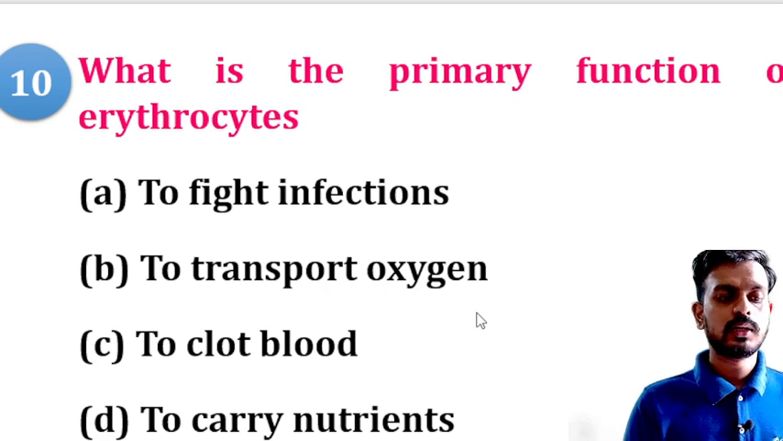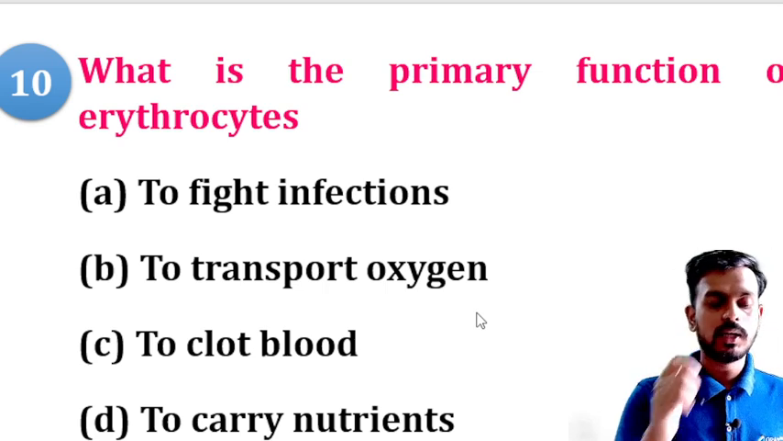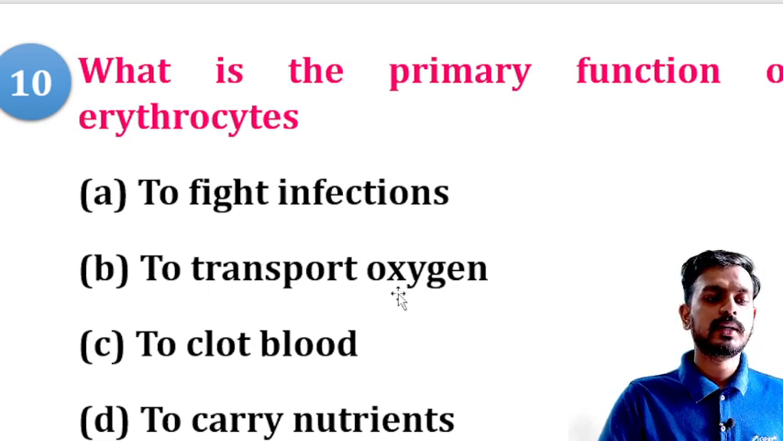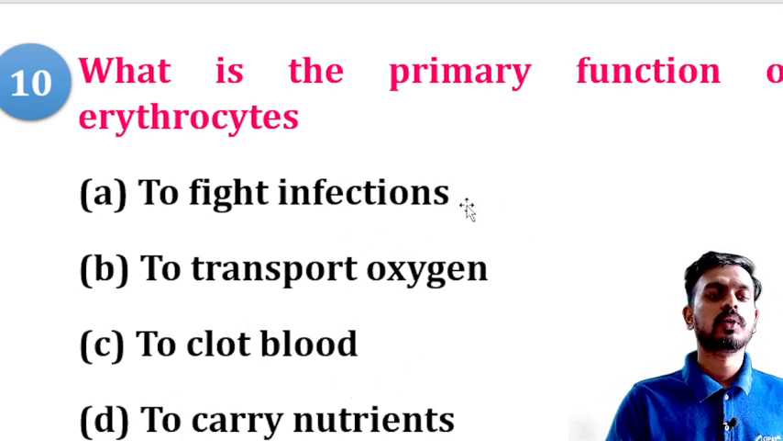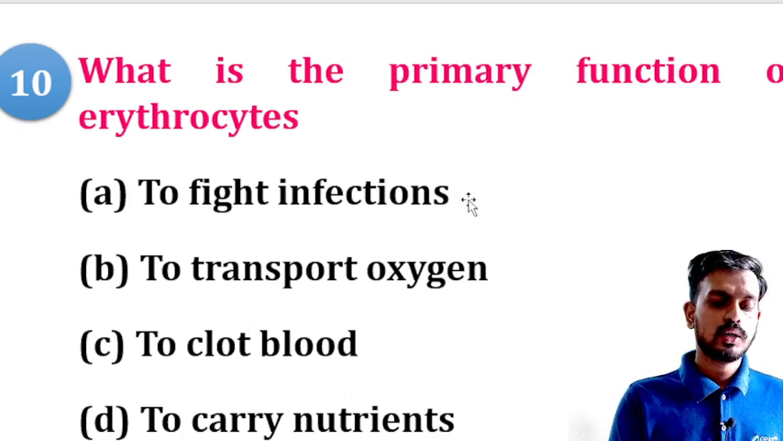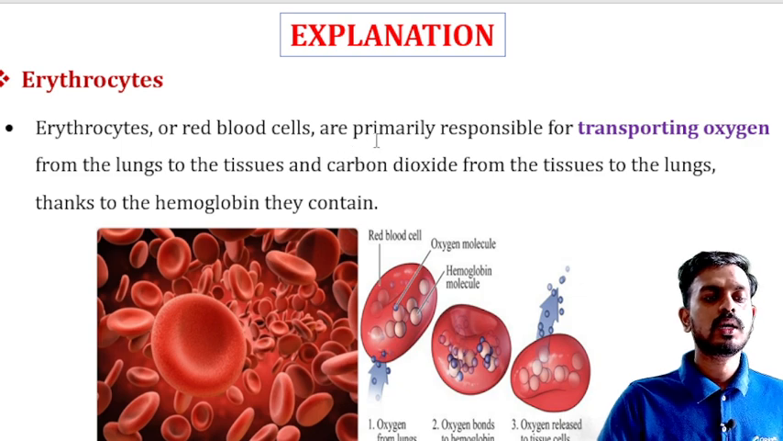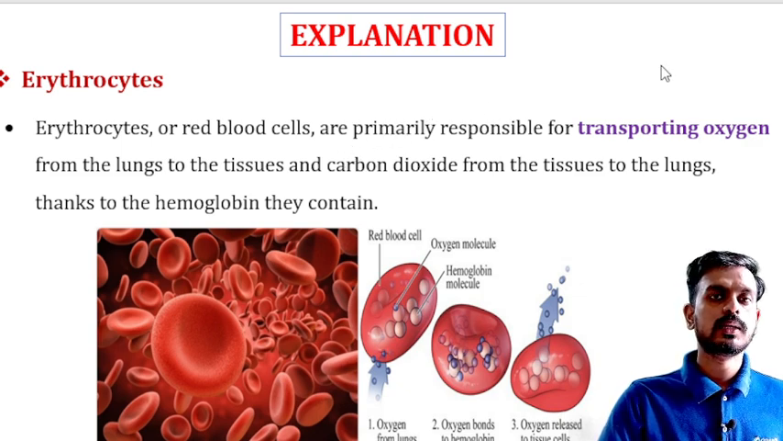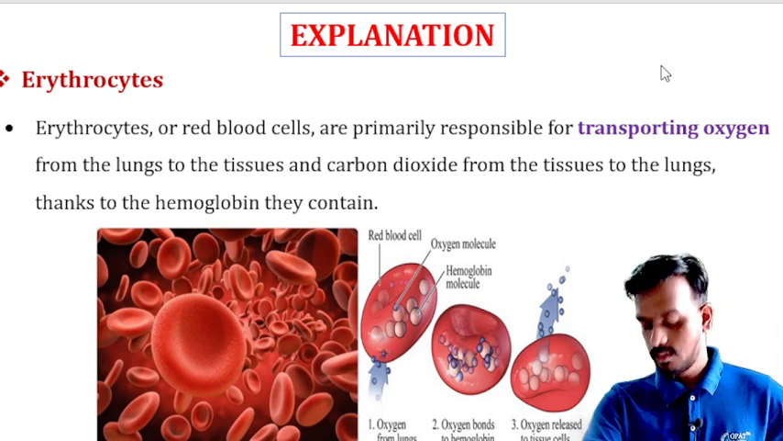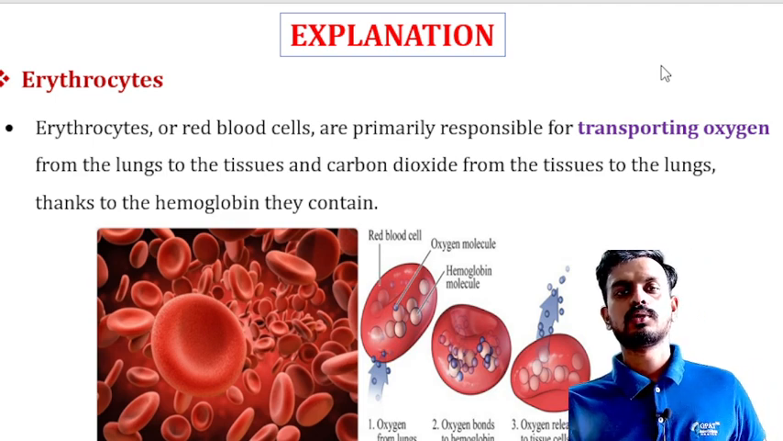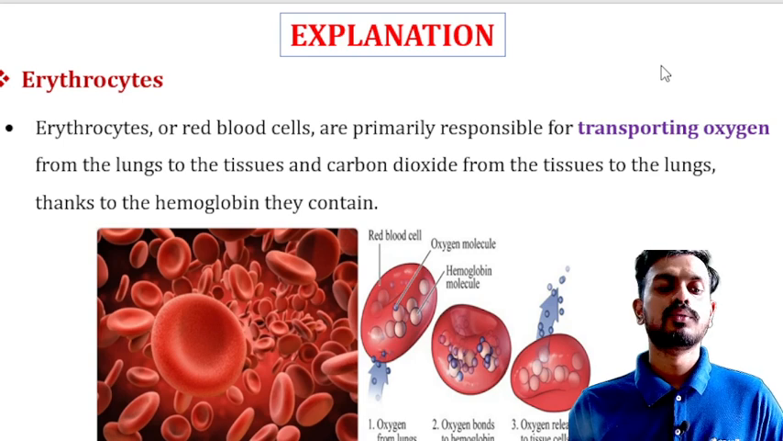So moving to the next question, what is the primary function of erythrocyte? To filter, fight infection, transport oxygen, clot blood, or carry nutrients? The primary function of erythrocyte is to transport oxygen. RBC, or red blood cell, is primarily responsible for the transportation of oxygen. RBC contains a color pigment named hemoglobin, which transports oxygen. One hemoglobin can carry 4 oxygen atoms.